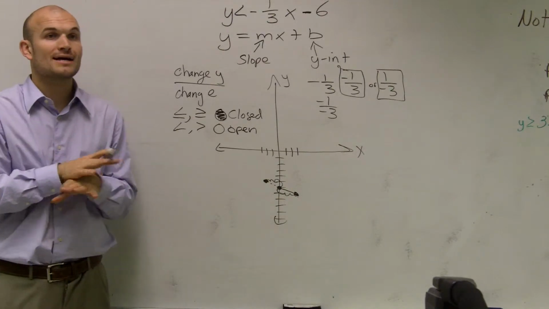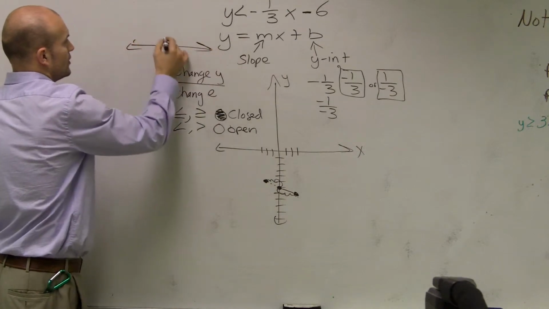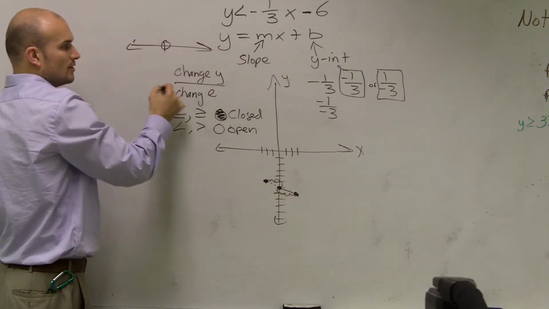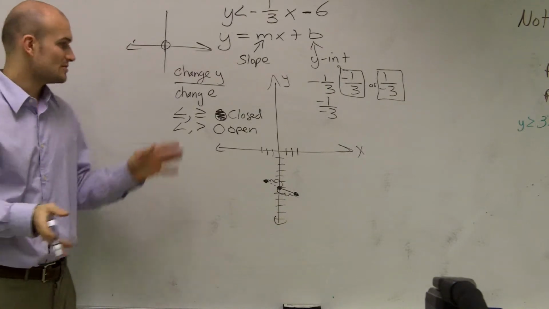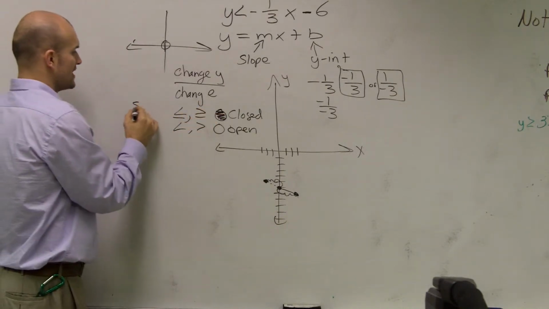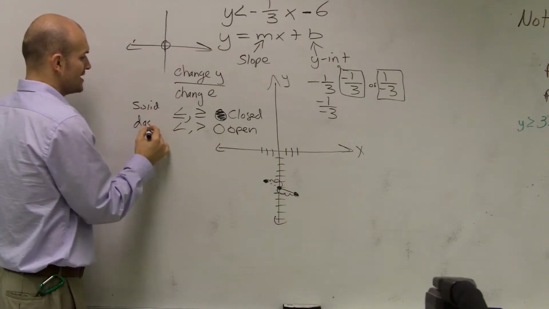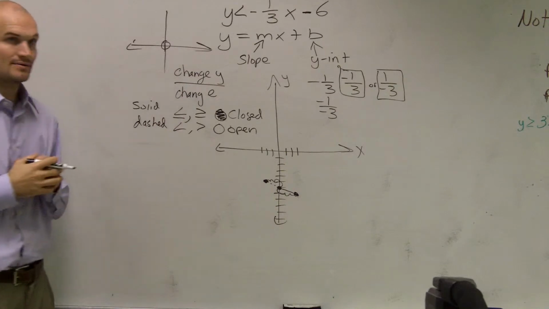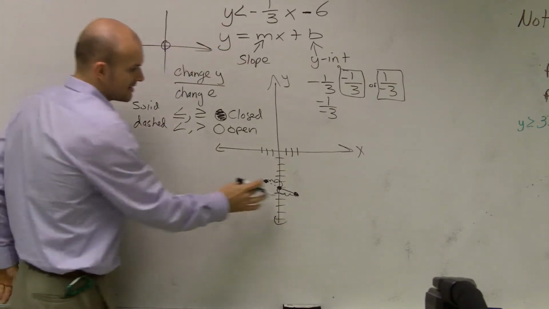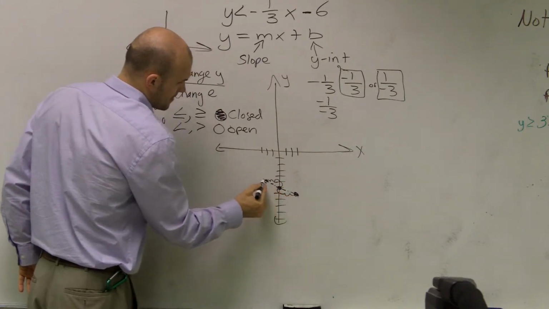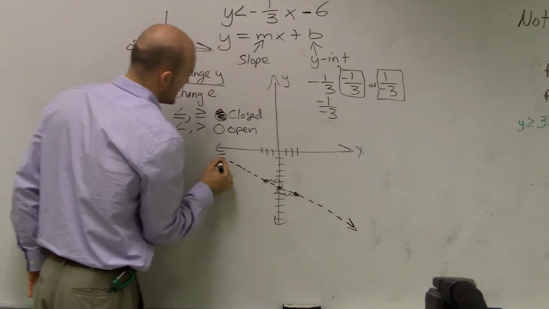Now we're not dealing with dots anymore, right? We don't just have one number line; what we have now is 2 number lines. So we're going to be dealing with a line. Instead of a closed dot, we're going to use a solid line. Instead of an open dot, we're going to use a dashed line. So since this is less than, we're going to be dealing with a dashed line. So I'm going to connect these points with a dashed line.